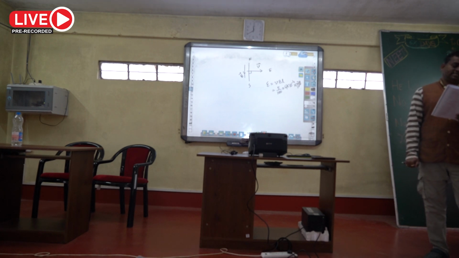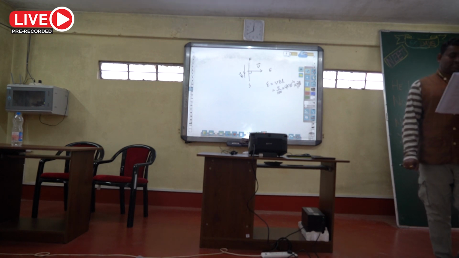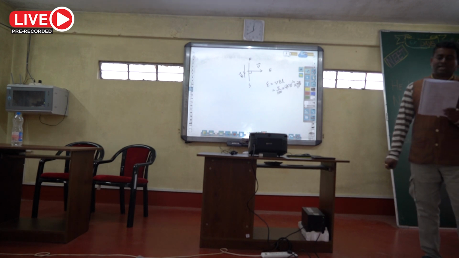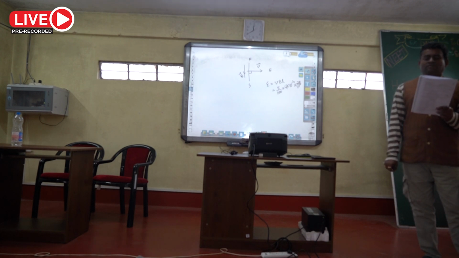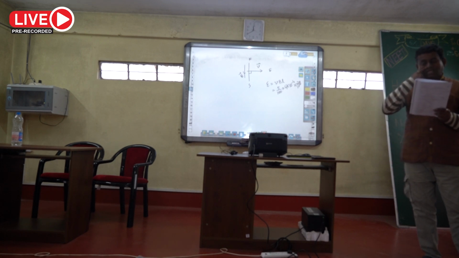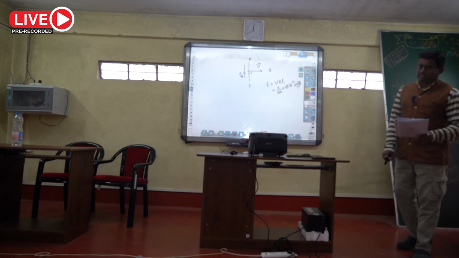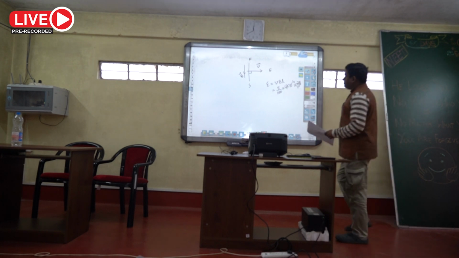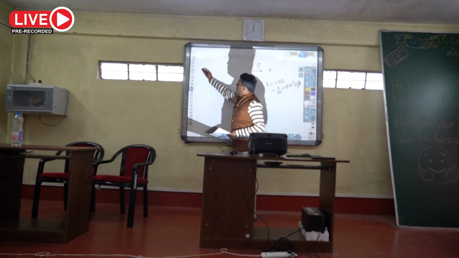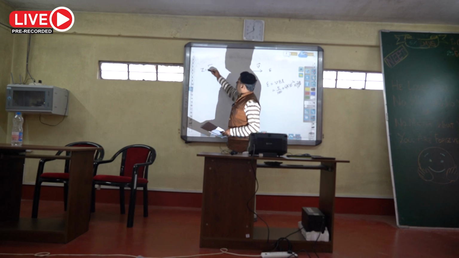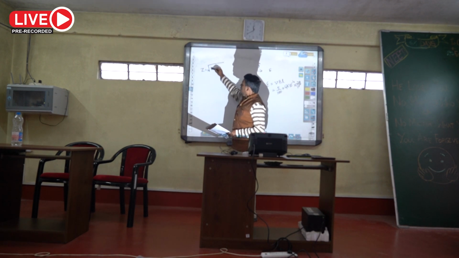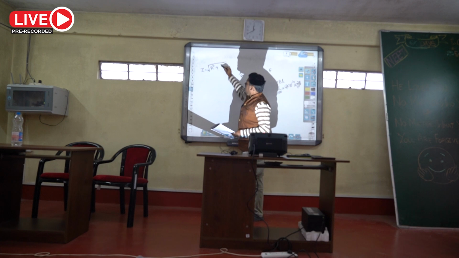Question number 36. A coil has a resistance 30 ohm and inductive reactance 20 ohm at 50 Hz frequency. If an AC source of 200 volt and 1000 Hz is connected across the coil, the current in the coil will be. First you have to calculate impedance of the circuit. Impedance Z equal to root over of R square plus XL square.